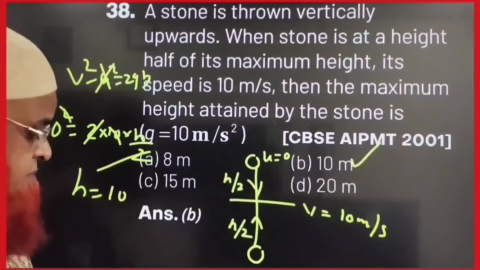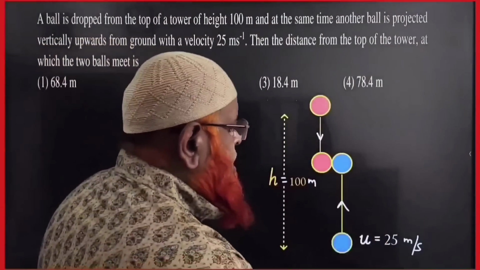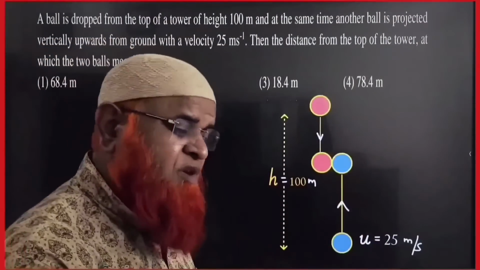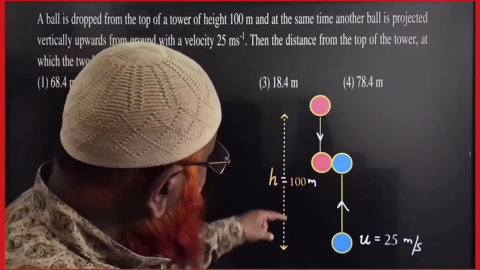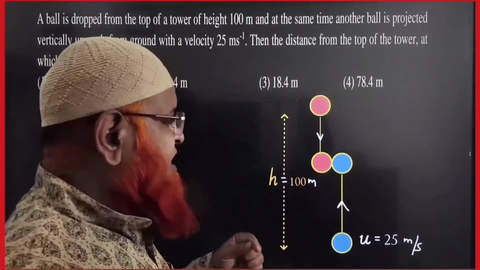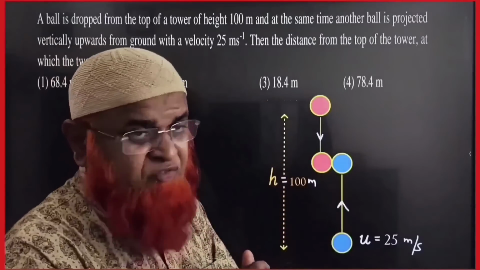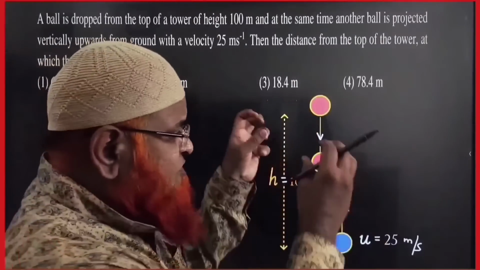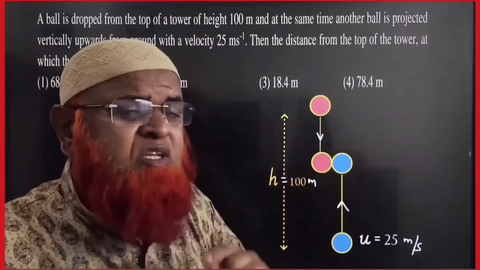That's it. So simple. Dear students, one ball is dropped from a certain height, and one ball is projected upwards from the ground with a speed of 25 meters per second, and the total height from top to bottom is taken as 100 meters. He is asking us to find out when and where the balls will meet from the top. So for that, first of all, you have to find out when they are going to meet. You have to find out the time first.